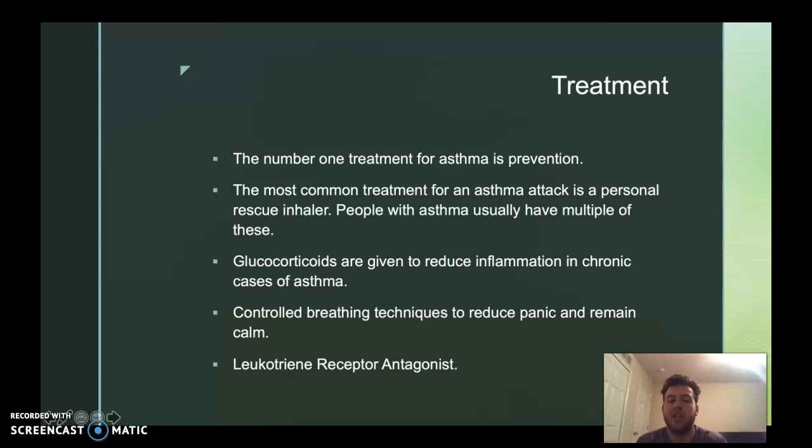There's also a medication called leukotriene receptor antagonist, and this is a prescribed daily taken medication that will prevent asthma attacks from allergen triggers and exercise, so a person can still live a healthy lifestyle and a good quality of life.